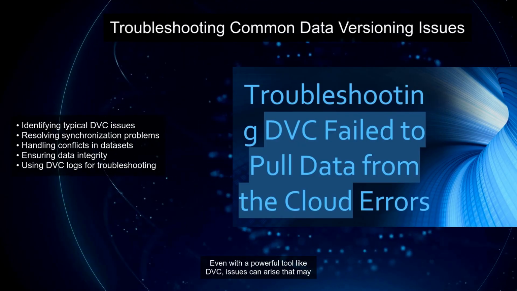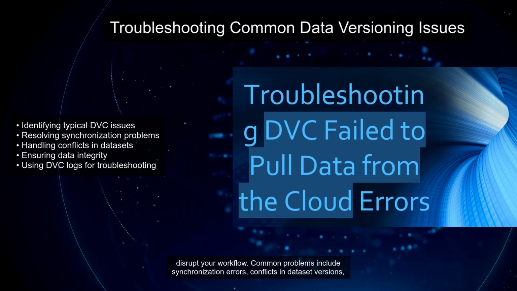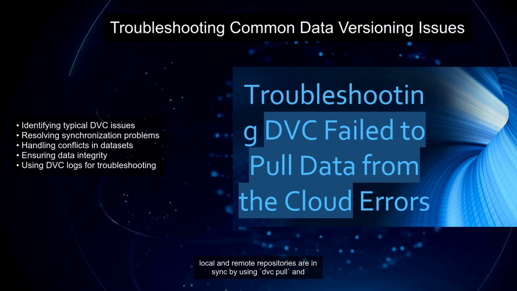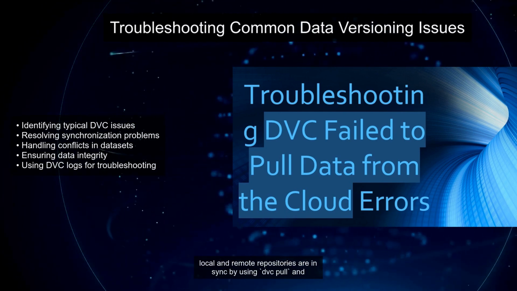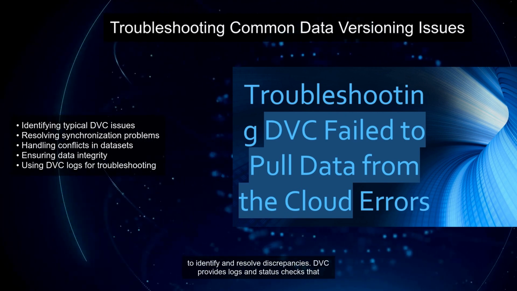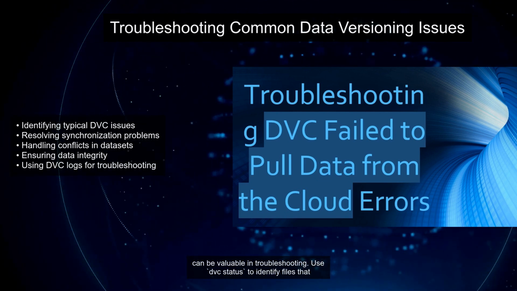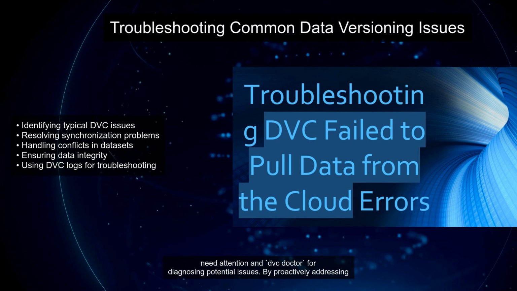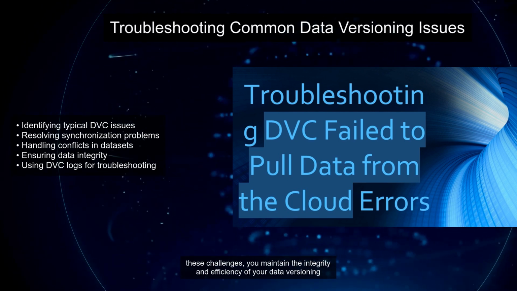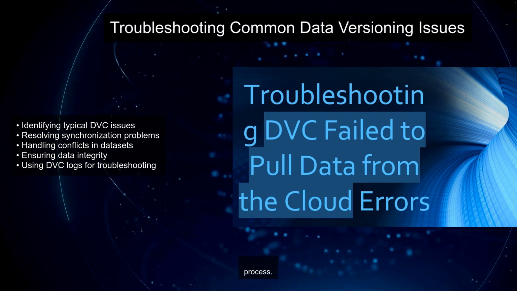Even with a powerful tool like DVC, issues can arise that may disrupt your workflow. Common problems include synchronization errors, conflicts in dataset versions, and issues with remote storage connectivity. To resolve synchronization problems, ensure your local and remote repositories are in sync by using dvc pull and dvc push. If conflicts occur, assess the changes in the .dvc files to identify and resolve discrepancies. DVC provides logs and status checks that can be valuable in troubleshooting. Use dvc status to identify files that need attention and dvc doctor for diagnosing potential issues. By proactively addressing these challenges, you maintain the integrity and efficiency of your data versioning process.